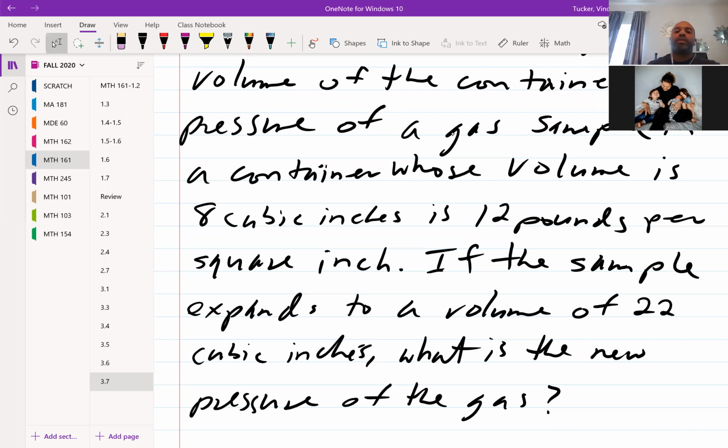All right, so the pressure of a gas sample in a container whose volume is 8 cubic inches is 12 pounds per square inch. If the sample expands to a volume of 22 cubic inches, what is the new pressure of the gas? So I'll give you a chance to finish writing.